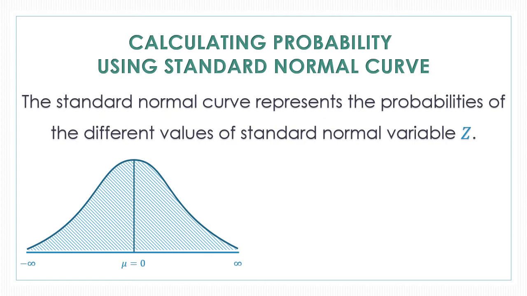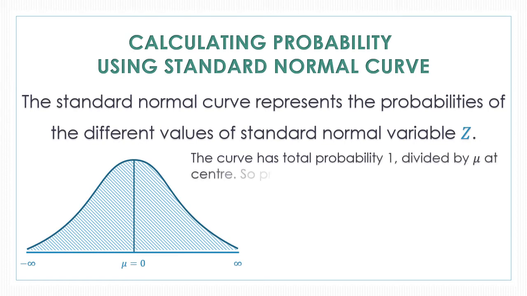I will repeat it once again. The whole highlighted part has a probability value of 1, and mu is at the exact center, and it divides our curve into two equal parts. So the curve has total probability 1 and it is divided by mu at the center. Because it has been divided into two equal parts, both parts have the probability 0.5 each.